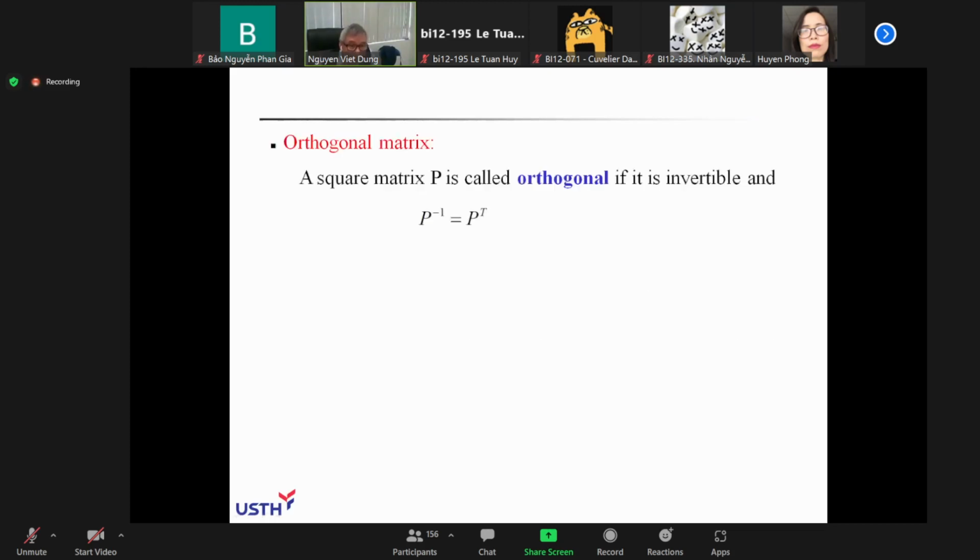Next, we are going to climb into a slightly more complicated notion, that is orthogonal diagonalization of a square matrix. However, because it is somewhat complicated and a little long, I will leave it to next week, and this week we will stop here. So the class today will stop here.